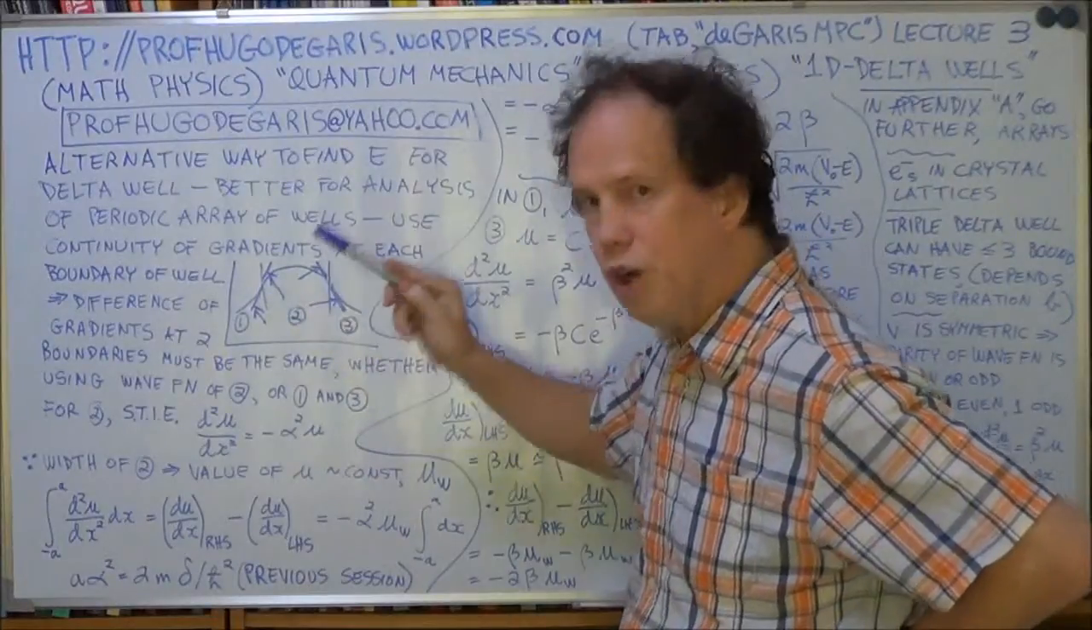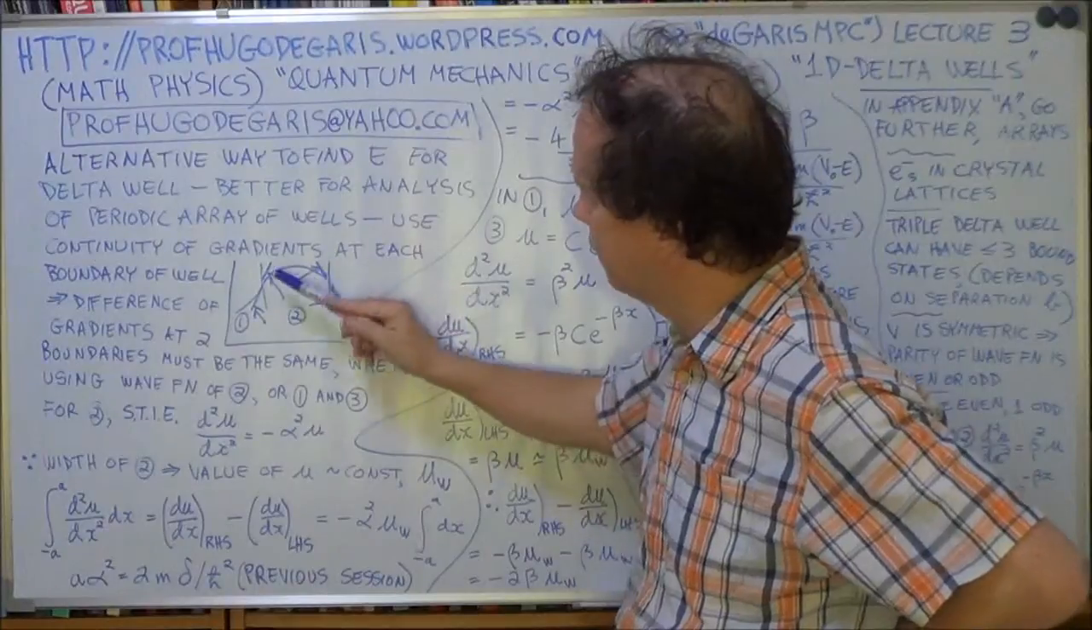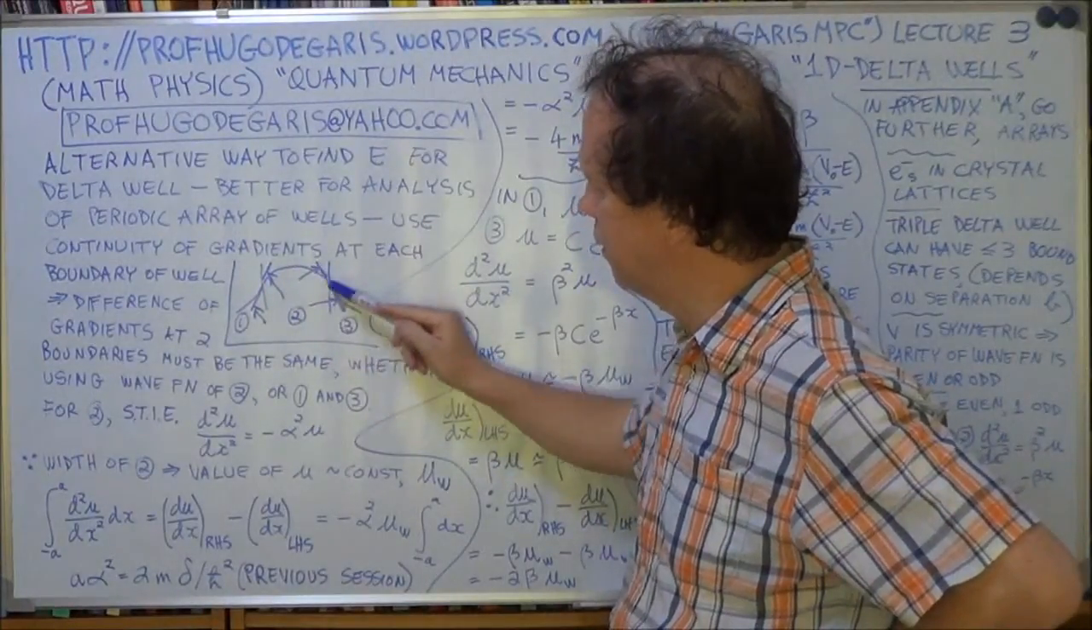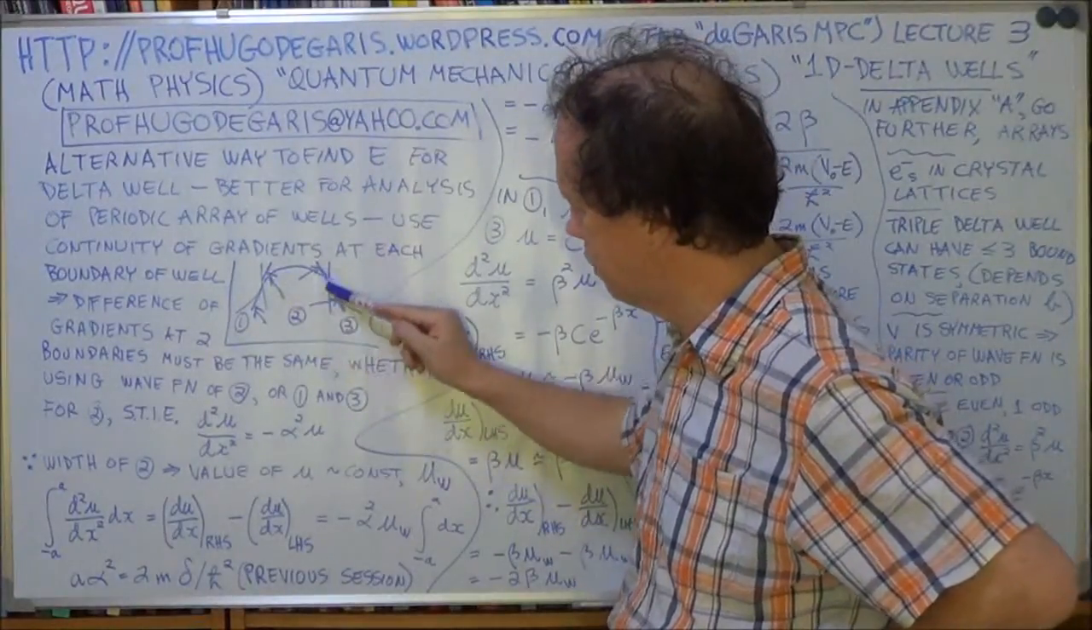we want continuity of the gradient of the two sets of curves. Now we've got the wave function u in region 2 where the potential is 0. So just draw that this way.